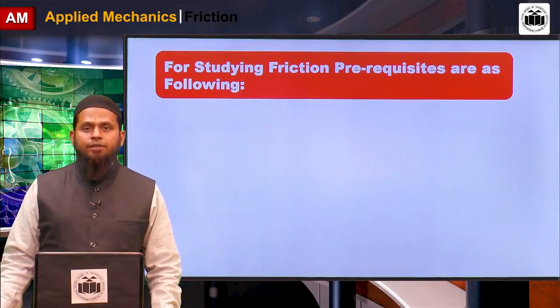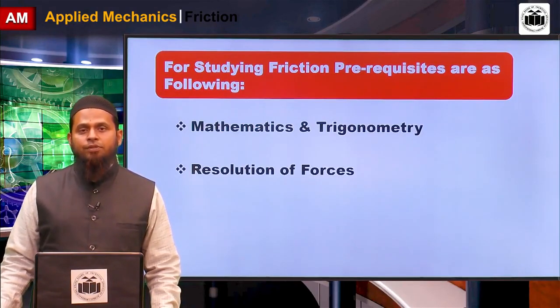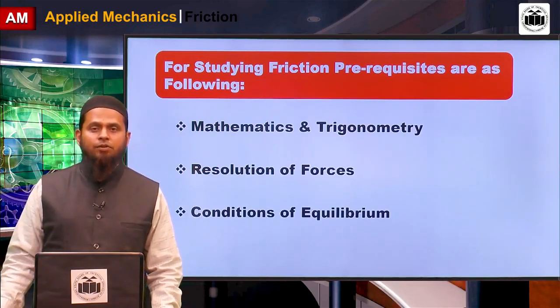For studying friction, the prerequisites are as follows. You must know mathematics and trigonometry, then knowledge of resolution of forces, and we require the conditions of equilibrium and its knowledge.